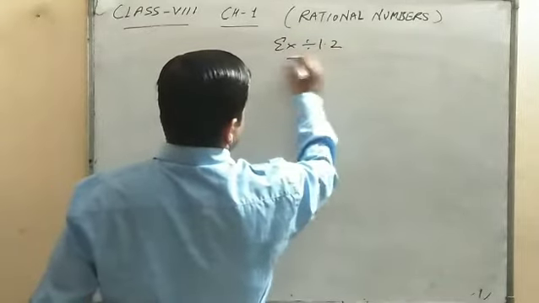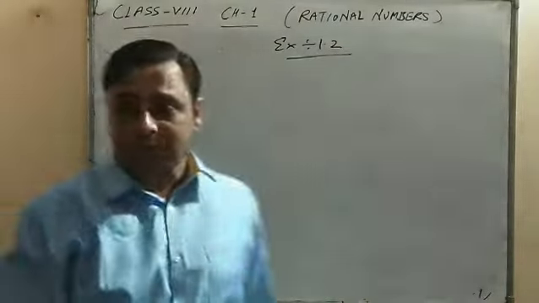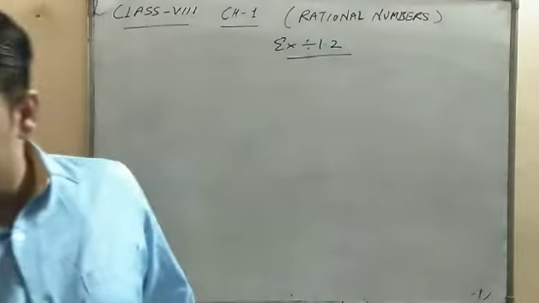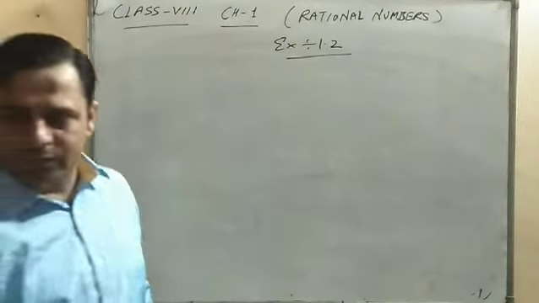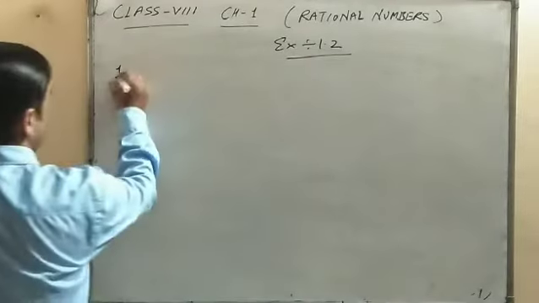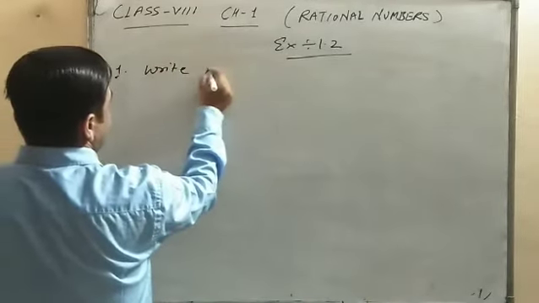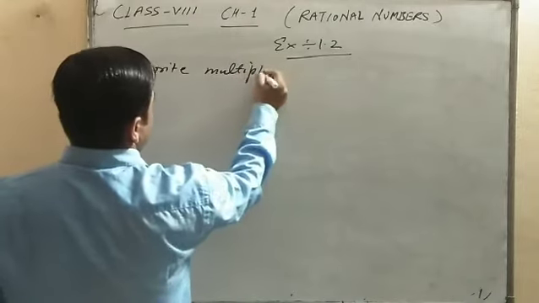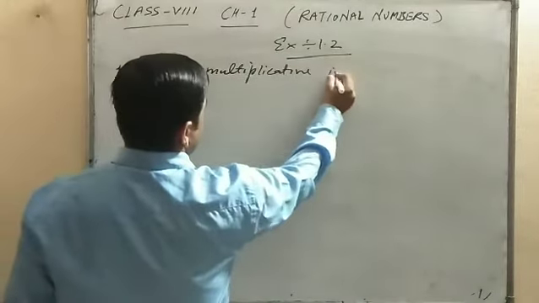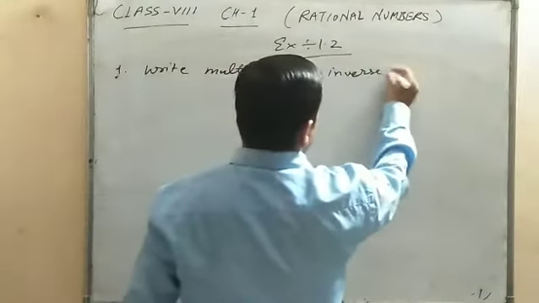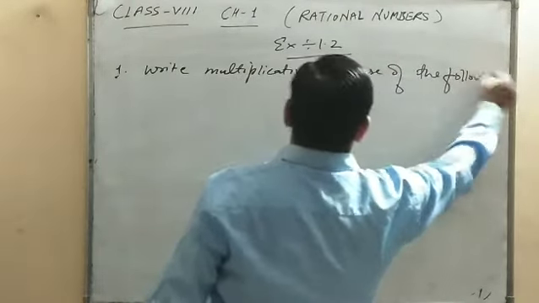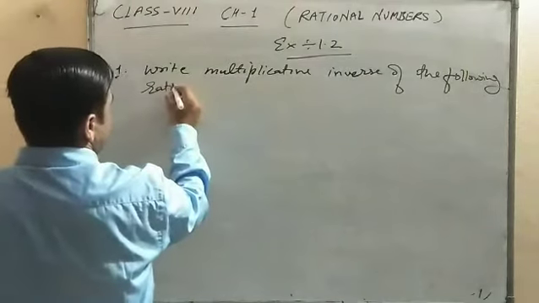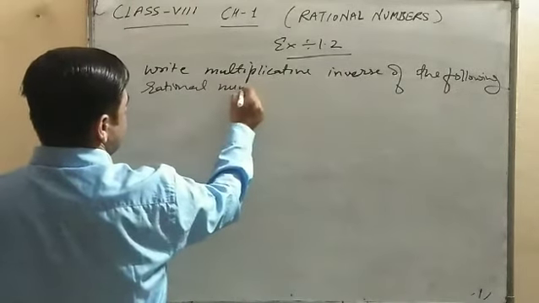Let's see exercise 1.2. In exercise 1.2, in the first question, write the multiplicative inverse of the following rational numbers.